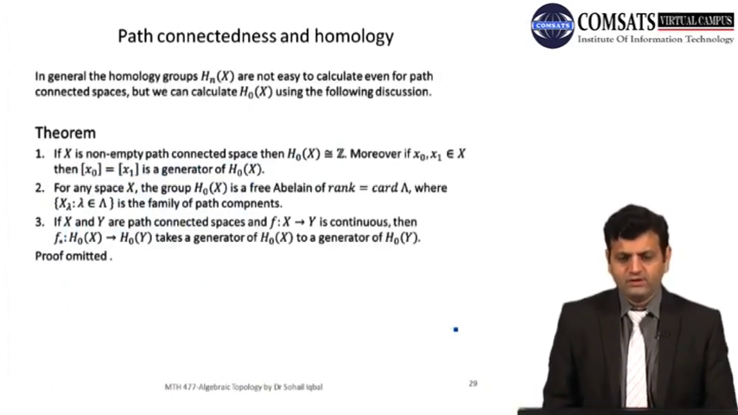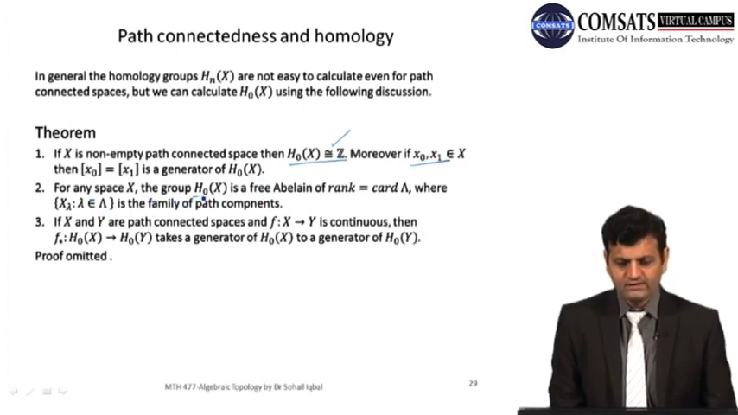So in general, the homology groups are not easy to calculate even for path connected spaces, but we can calculate H naught X using the following discussion. If X is a non-empty path connected space, then the zeroth homology group is isomorphic to Z. So what are the generators? Take any point of the space and that will be the generator of this homology group. If I have a space, then the group H naught X is a free abelian group of rank equal to the cardinality of the family of path connected components.